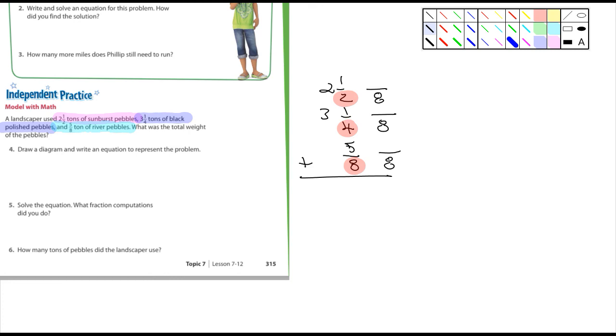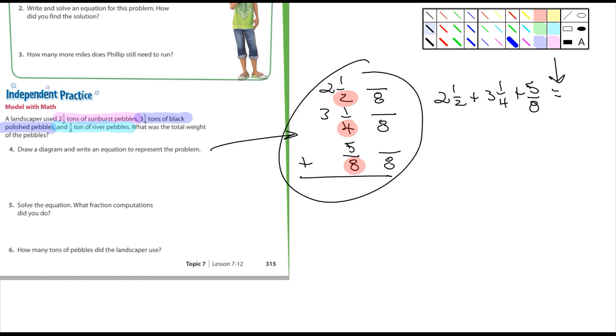And let's see here. It says draw a diagram and write an equation to represent the problem. Well, okay, so that's kind of an equation. Well, I don't know if it is or not. Actually, probably not. So an equation might be 2 1/2 plus 3 1/4 plus 5/8, okay, equals. That would be an equation, because an equation has an equal sign. This would be an addition problem. I don't think you could call it an equation. So I correct myself there. So anyways, there's the equation.